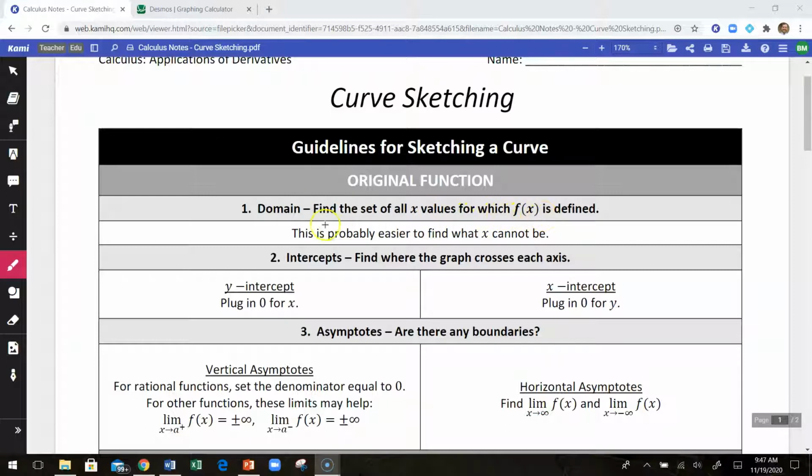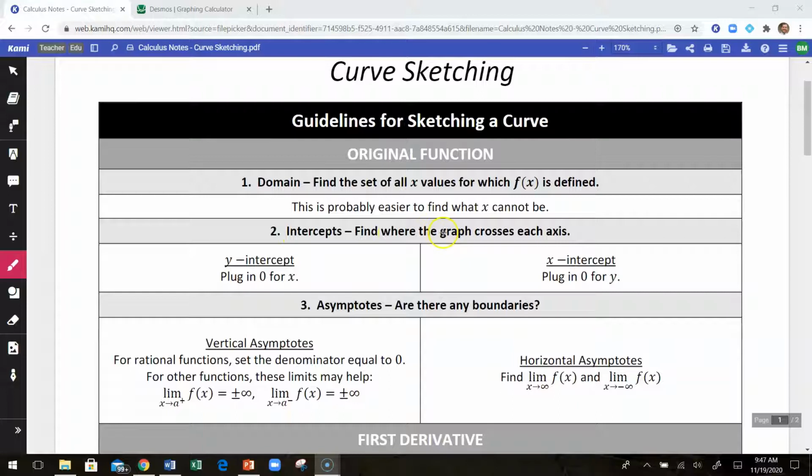So oftentimes the easy way to find the domain is to focus on what cannot be plugged in. In the case of a rational function, you would want to make sure that you're excluding any x values that would make the denominator 0. You can also find the x and y intercepts. For the y-intercept, you would plug in 0 for x, and for the x-intercept, you just plug in 0 for y. And then you can also find asymptotes.